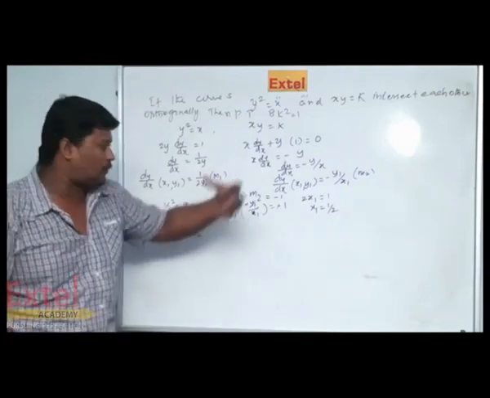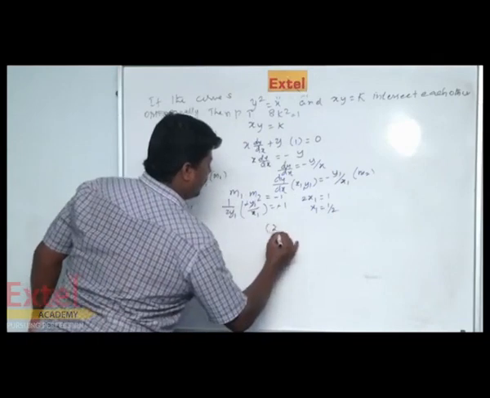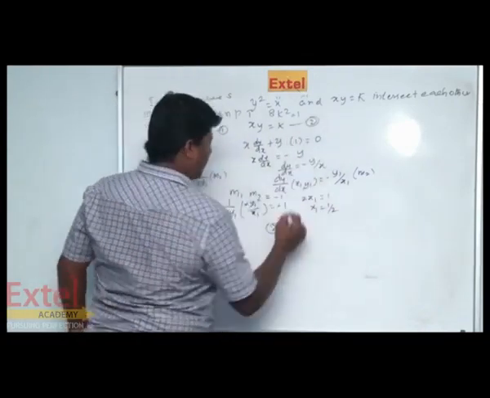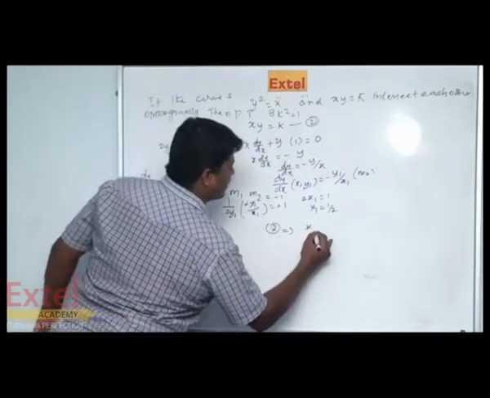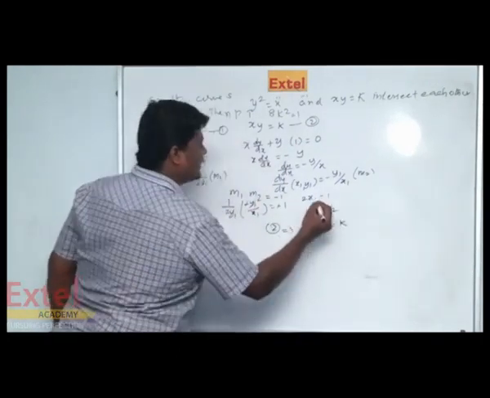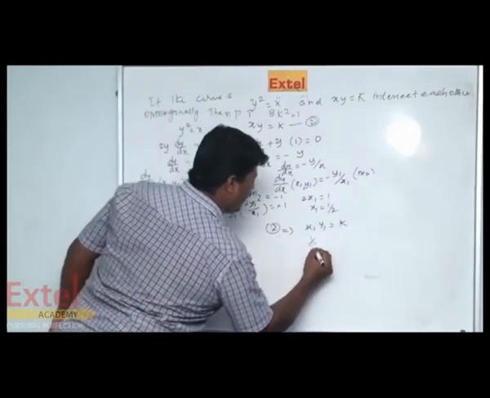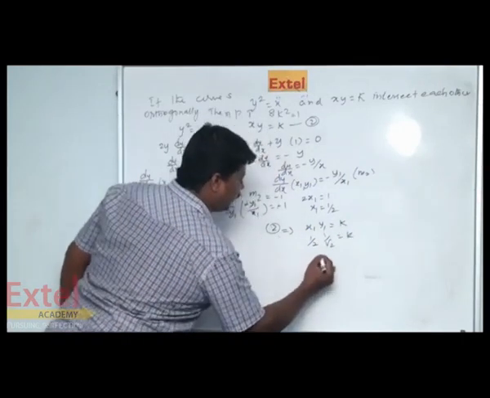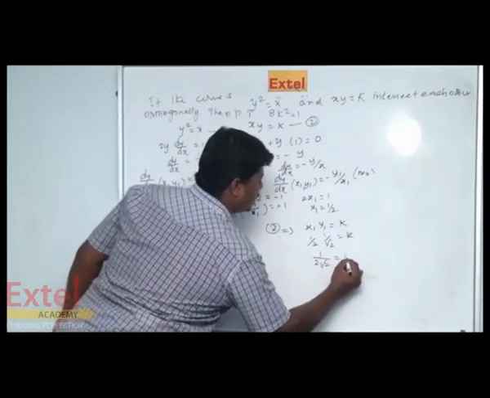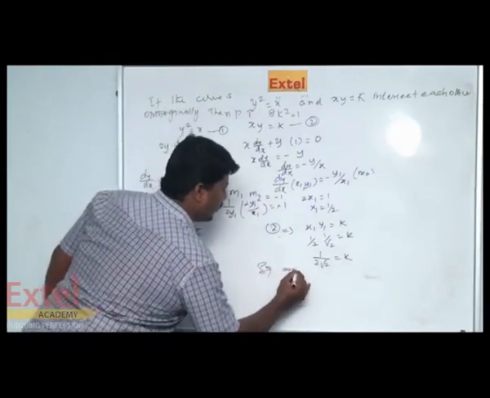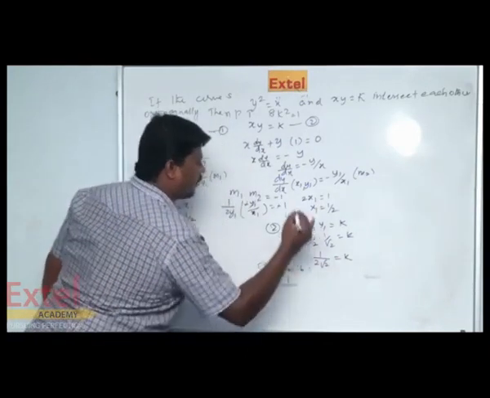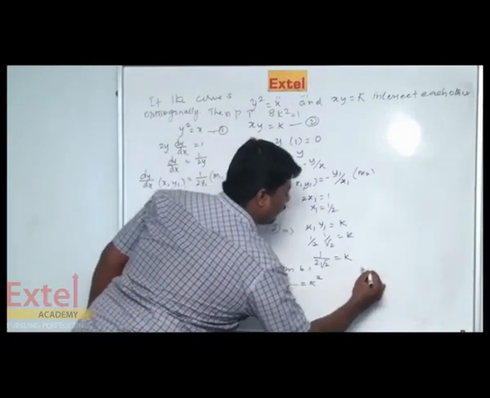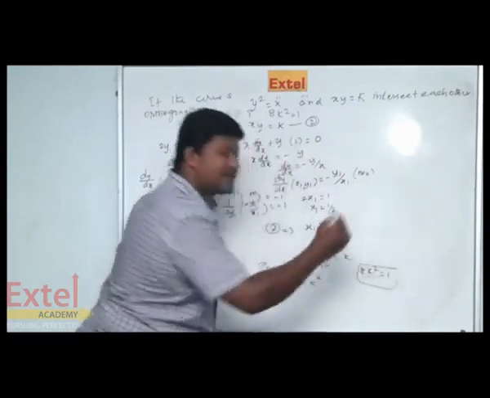Let us substitute in the second one. Let us take the first curve as 1 and the second curve as 2. Consider the second curve, x1 y1 = k. Substitute the value of x1, which is 1/2. What is the value of y1? 1/√2, which is equal to k. Therefore, 1/(2√2) = k. Squaring on both sides, we get 1/(4 × 2), since √2 squared becomes 2, therefore 1/8 = k², therefore 8k² = 1, hence proved.